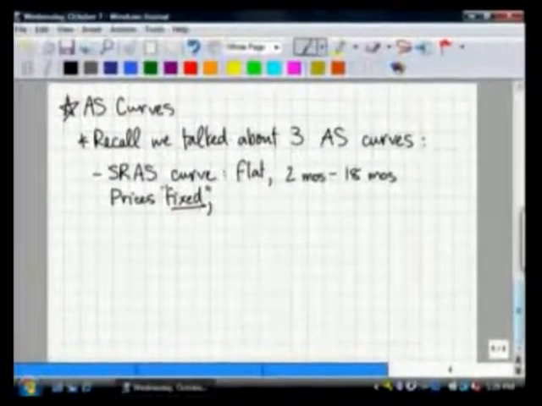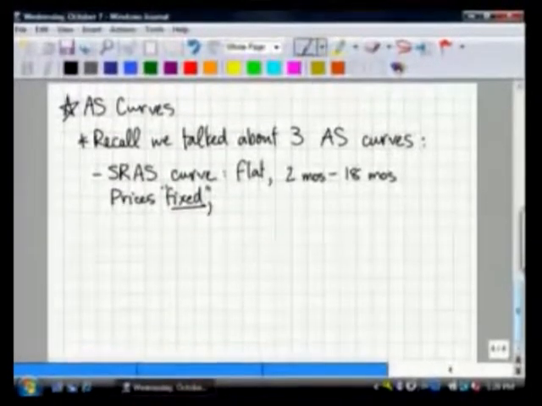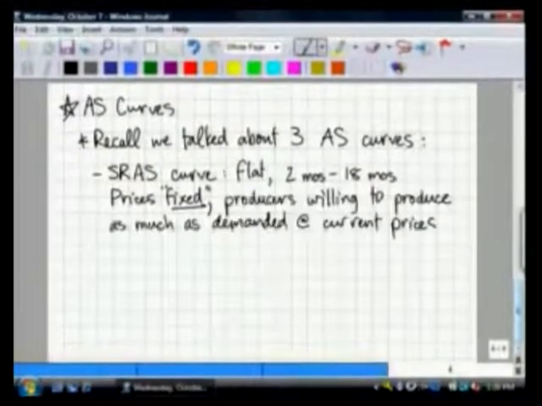The distinguishing feature is that we pretend that prices are fixed, or rather a better way to think about that is that producers are perfectly willing to expand production at the current price level.